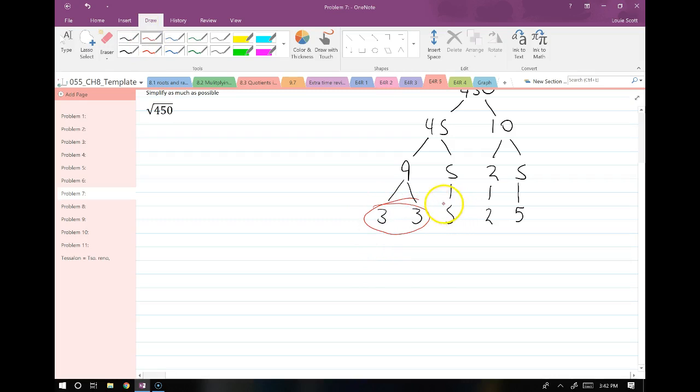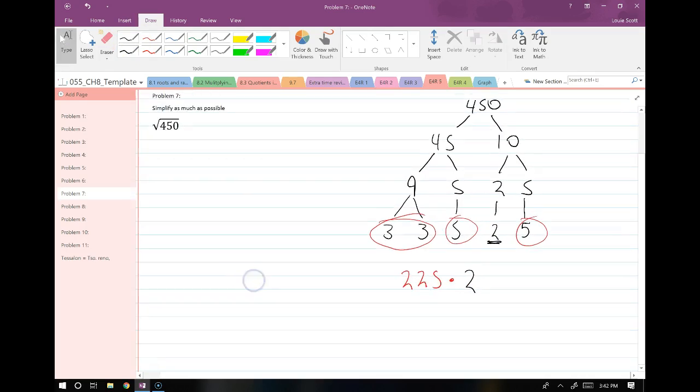So I got a pair of 3s and I got a pair of 5s. I multiply all that together. So 3 times 3 is 9. 5 times 5 is 25. 225 is my perfect square factor. The only thing that's left is this little lonely 2 over here. So now I split up my 450 into these two factors. I have the root of 225 times the root of 2. All right, and then I'm just gonna find out what the square root of 225 is. Nice, 15 it is. So we replace the root 225 with 15, and we get 15 roots 2.